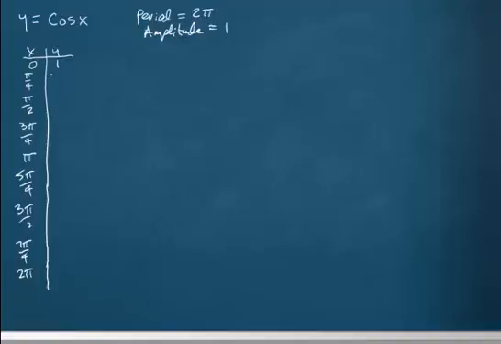Cosine at pi over 4 is the square root of 2 over 2. The cosine at pi over 2 is 0. The cosine at 3 pi over 4 is minus the square root of 2 over 2. The cosine at pi is minus 1. Then minus square root of 2 over 2, 0, square root of 2 over 2, and 1. So now let's graph one cycle of the cosine of x.